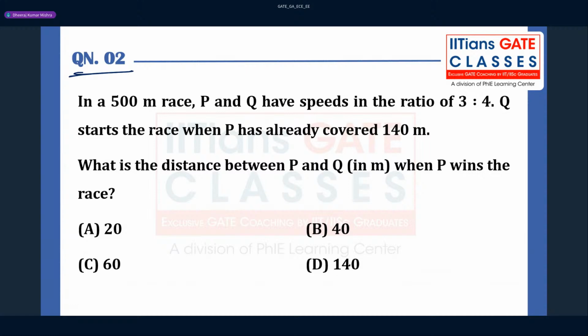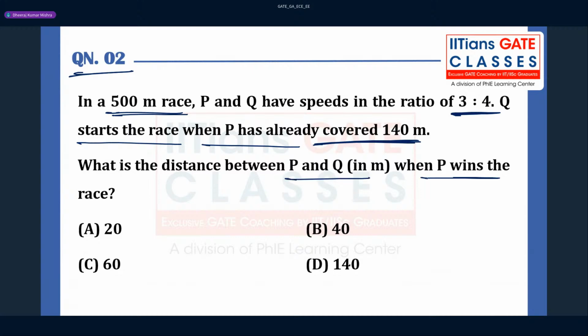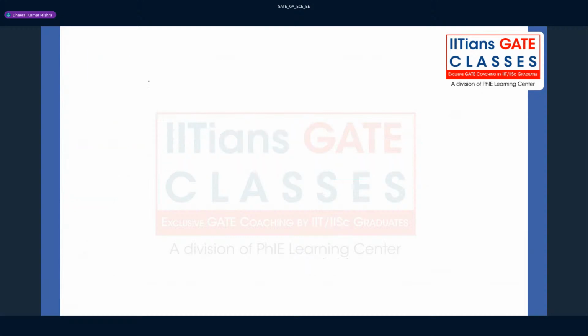What they have given is a race problem, right? It is a 500-meter race. P and Q have speeds in the ratio 3:4. Q starts the race when P has already covered 140 meters. What is the distance between P and Q when P wins the race? See, when P wins the race means what? P has covered 500-meter distance. That is very important to keep in mind.